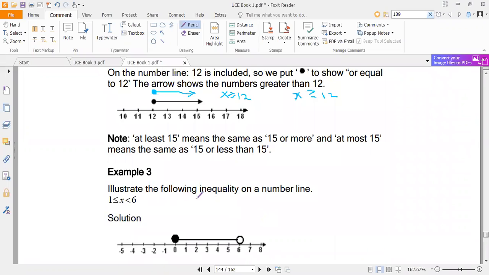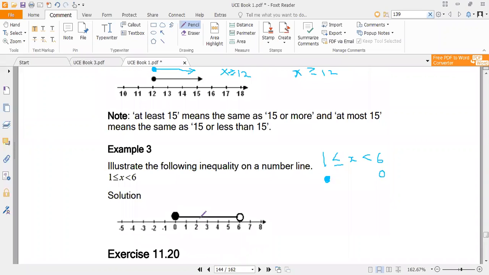If you are representing an inequality, like in this case, we are supposed to represent 1 is less than or equal to X, and X is less than 6. Since 1 is included, on 1 we shall use a fully shaded circle, and then on 6 we shall use an open one like this.